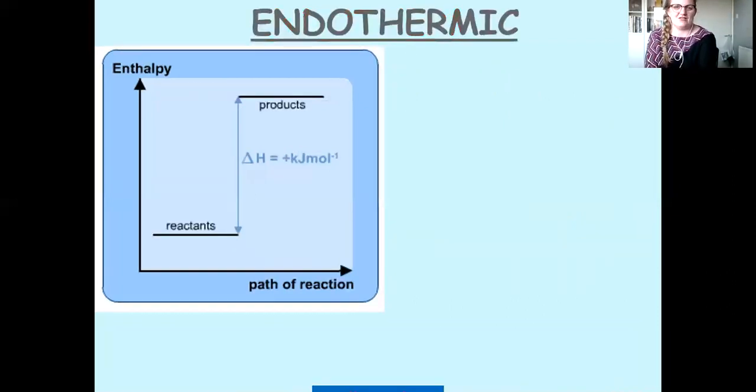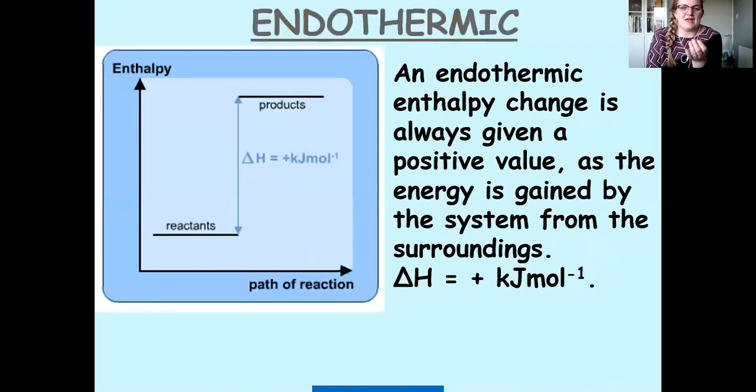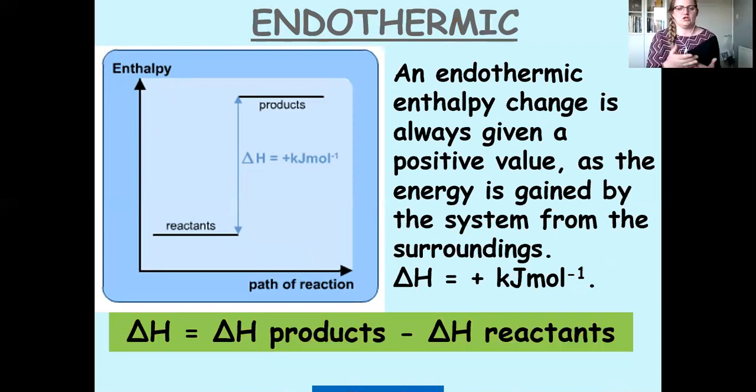Again, endothermic reaction. An endothermic enthalpy change is always given a positive value, like we said before, and that is because we are gaining energy. The energy is gained by the system from the surroundings. It's taking energy in, so actually, because of this equation, our products are going to have more energy than reactants because we've taken energy in from the surroundings. Therefore, the system has more energy. Therefore, our delta H value will be positive kilojoules per mole.